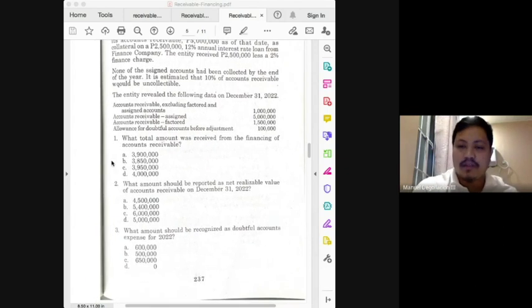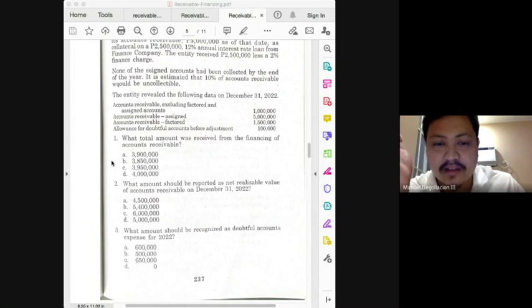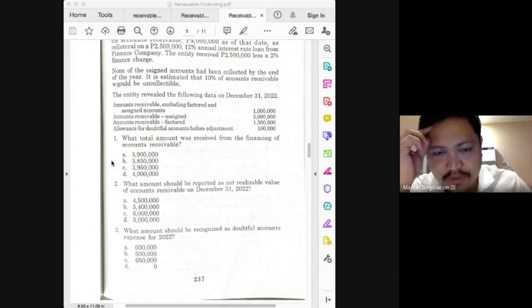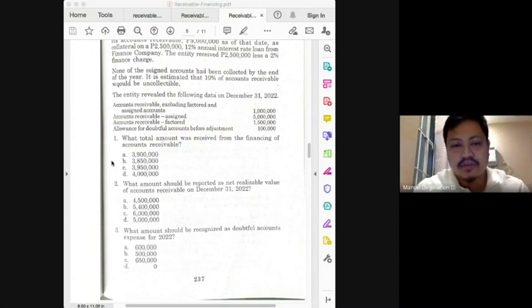Last question, what amount should be recognized as doubtful accounts expense for 2022? The answer would be 500,000. Why is it 500,000? Because our target ADA is 600,000 and we already had 100,000 before adjustment. So to bring our allowance for doubtful accounts from 100,000 to 600,000, we'll only have to recognize additional doubtful accounts expense of 500,000. So number 2 and number 3 is actually a test of your knowledge on estimation of doubtful accounts, not so much on receivable financing.